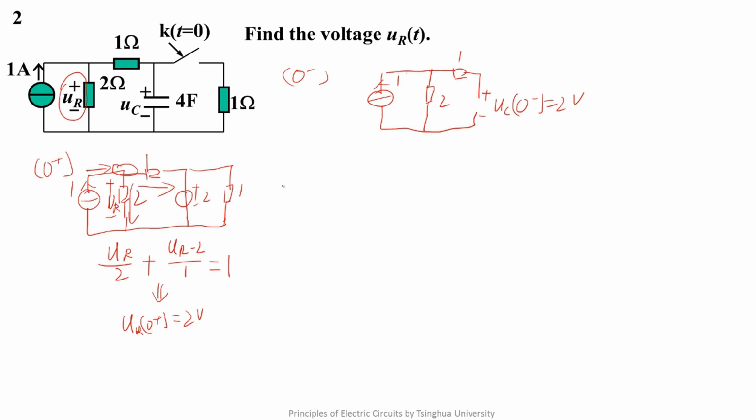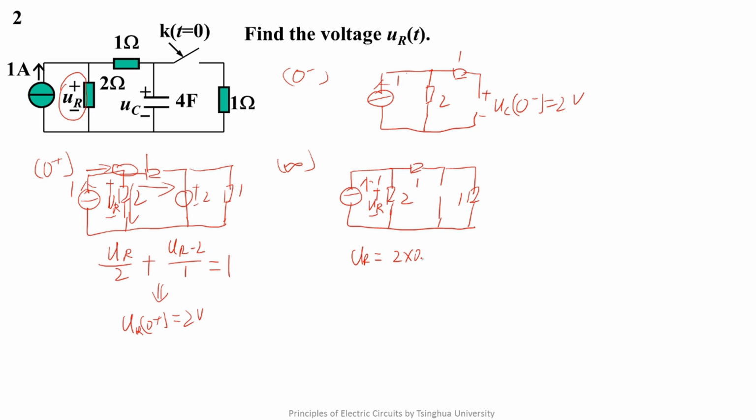In order to find the steady-state values after switching, we draw the steady-state equivalent circuit. This is a resistive circuit. 1 ohm connects to 1 ohm in series and connects to 2 ohm in parallel. So 1 ampere is divided into 2 branches. We can easily get the steady-state value of UR due to the current division formula. At last, we need to solve the time constant tau.